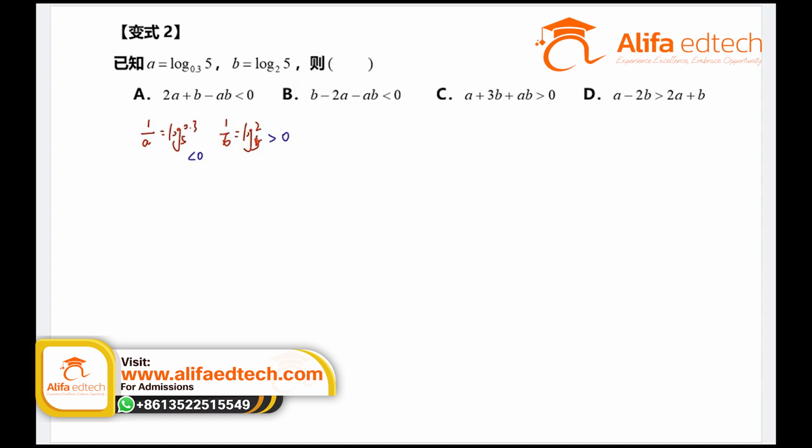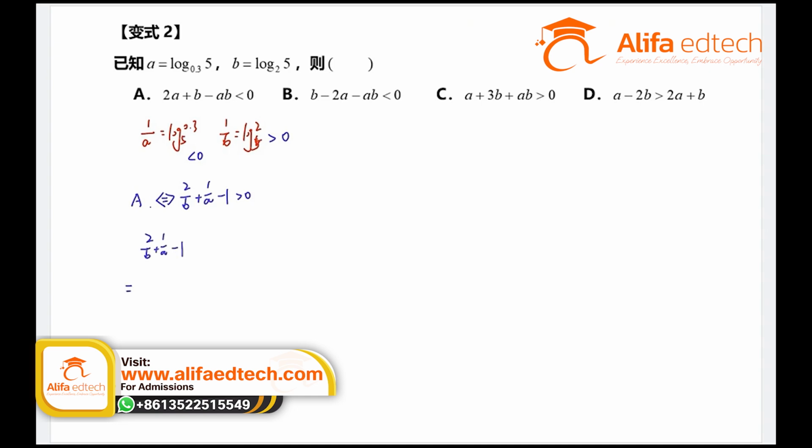Okay, so that means for option A, its equivalent proof is for us to verify if 2A plus B minus A times B is less than 0. This is equivalent to generating 1 over A and 1 over B. Dividing both sides by AB, the first term becomes 2 over B plus 1 over A minus 1, and the less than sign must change to greater than 0, because A times B is negative. So that means we'll just verify 2 times 1 over B, which is 2 over B plus 1 over A minus 1.